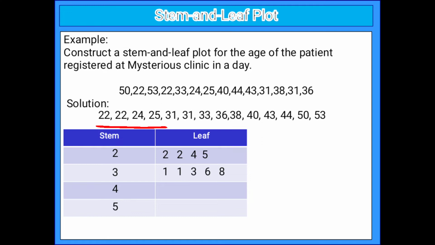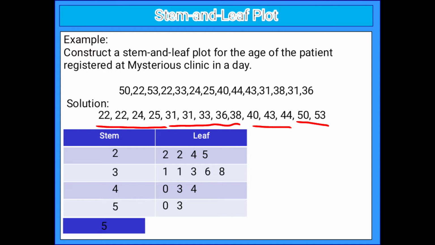And next is the 30s. So write down those last digits. So we have 31, 30, 31, 33, 36, and 38. Let's move forward now with our 40s. We have 40, 43, 44. The last one we have 50s. So we have 50 and 53, just like this. We have 5 here and 0 here and 3 here. Means we have 50 and 53, like that.